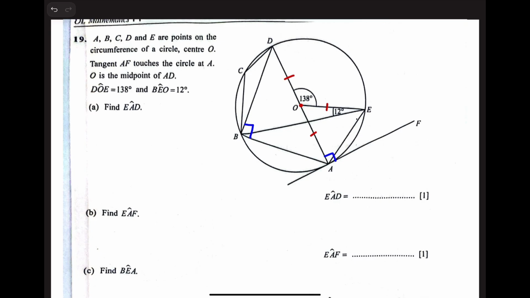Okay, DOE is 138, BEO is 12 degrees, O is the midpoint of AD. All right, find EAD. So E, A, D. They want us to find this angle. This angle. Okay, so let's see.